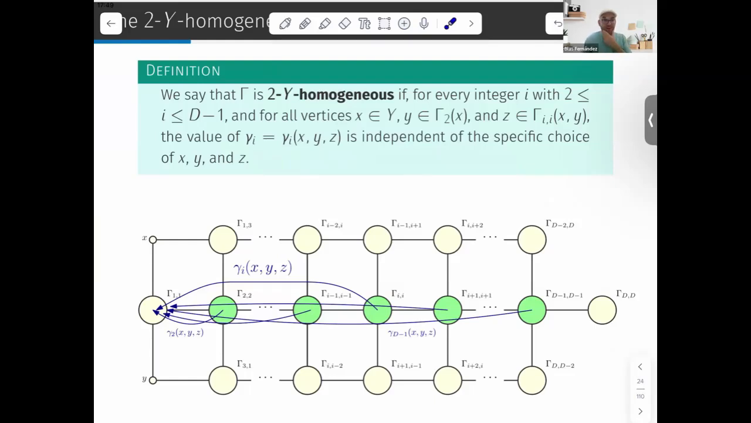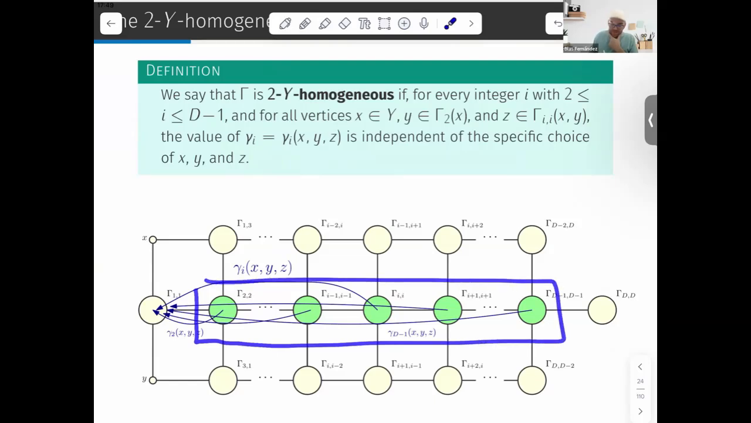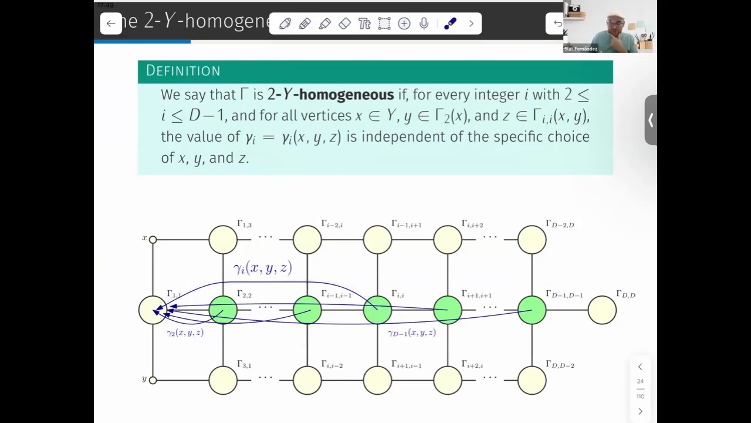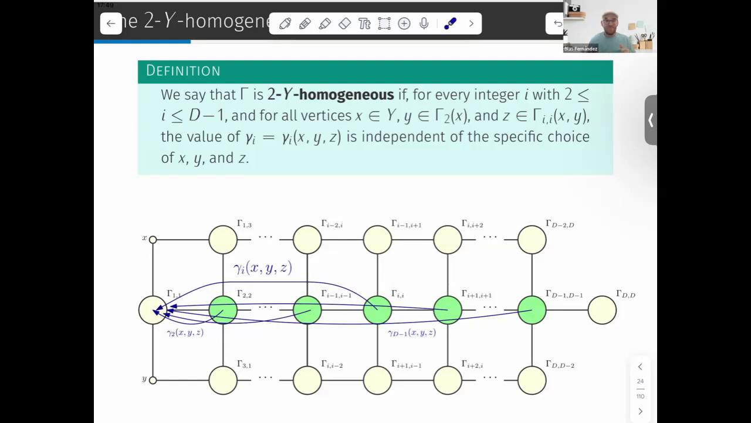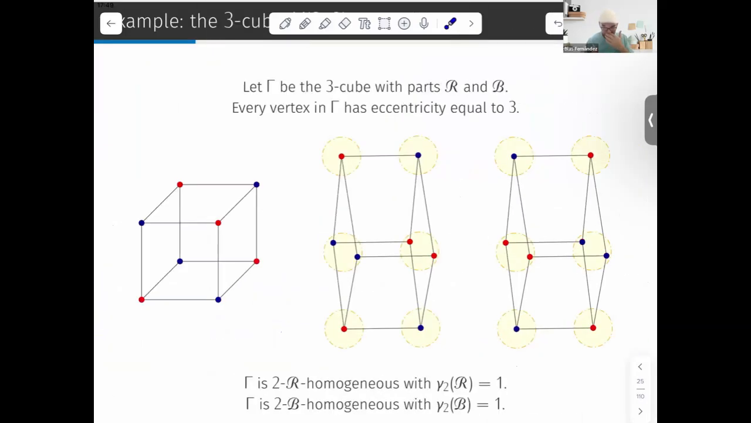And we will say that our graph, bipartite graph, is 2-homogeneous whenever for every i between 2 and d-1, all these counts are independent of the choice of x, y, and z. So we will just consider these bubbles to make this count. Okay. And let's see a more interesting example.